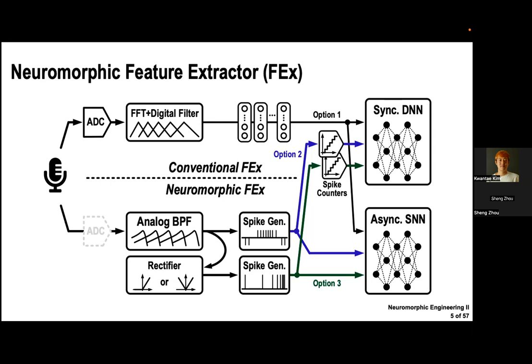And if we want to interface the neuromorphic feature extractor to a synchronous DNN classifier, we need spike counters because these spike generators are fully asynchronous, and the output should be synchronized with the specified spike counting window. On the other hand, if we go to an asynchronous spiking neural network, we don't need any kind of synchronization stage, such as spike counters.